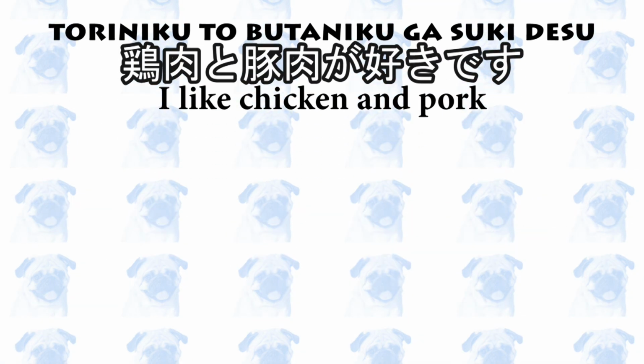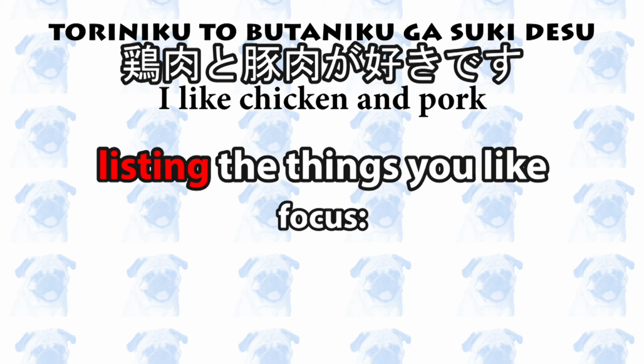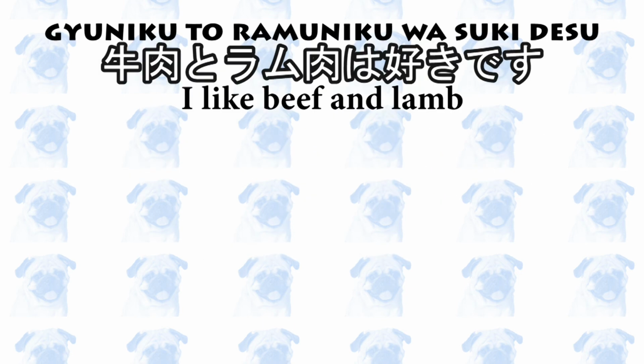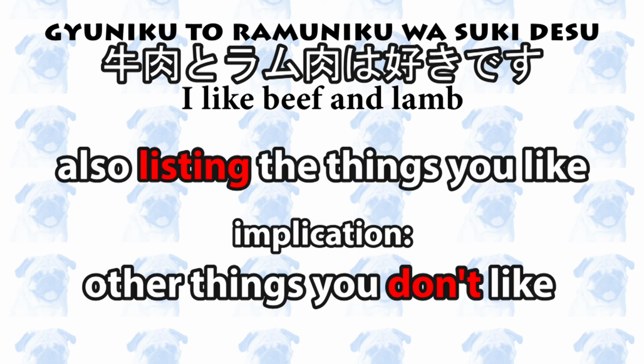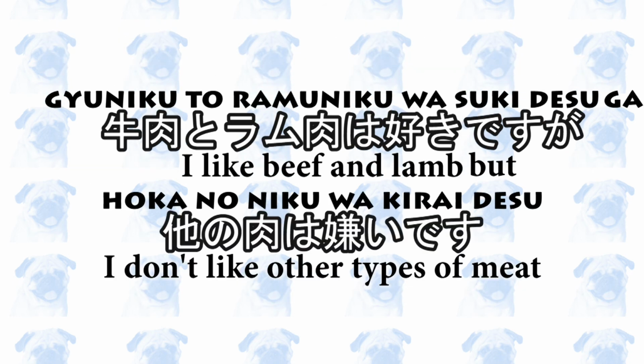If you say "Toriniku to butaniku ga suki desu," you are simply listing the things you like. So the focus of this sentence is on the items you're listing and nothing else. On the other hand, if you say "Gyuniku to ramuniku wa suki desu," you are listing the things you like, but you are also implying that there are some other things that you don't like. So you might as well be saying "Gyuniku to ramuniku wa suki desu ga hoka no niku wa kirai desu," or "But I don't like other types of meat."